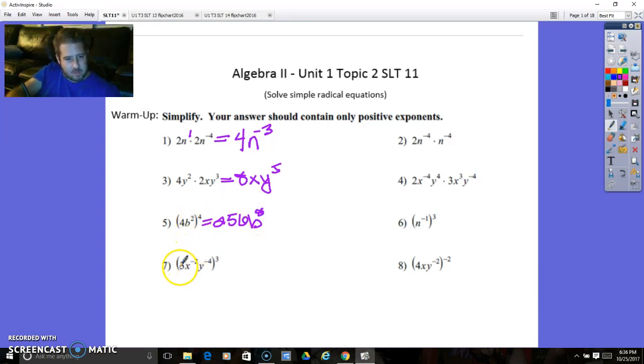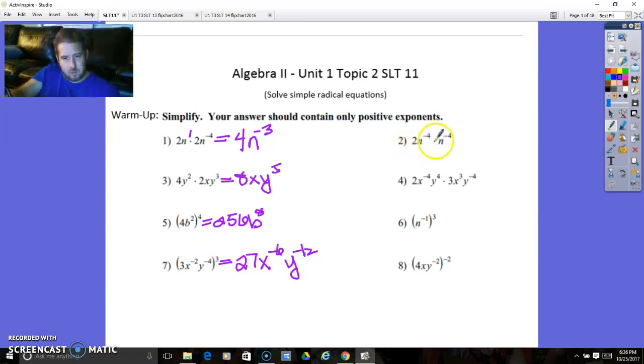Alright, so once again, that's a coefficient. So the number in front has to be raised to the 3rd power. 3 times 3 is 9, times 3 is 27. X becomes x to the negative 6 because it's power to a power. Power to a power, you multiply the powers. And then y to the negative 12.